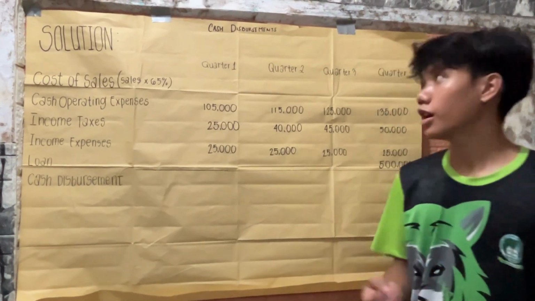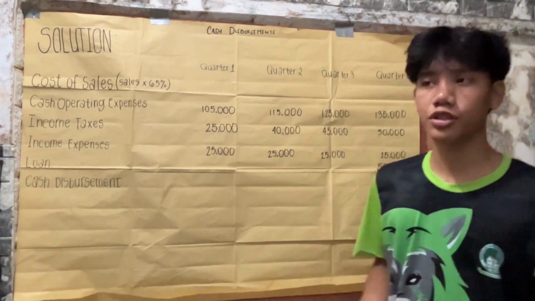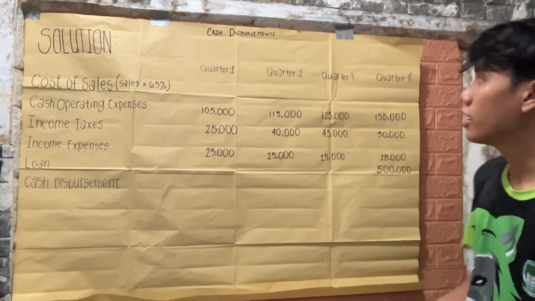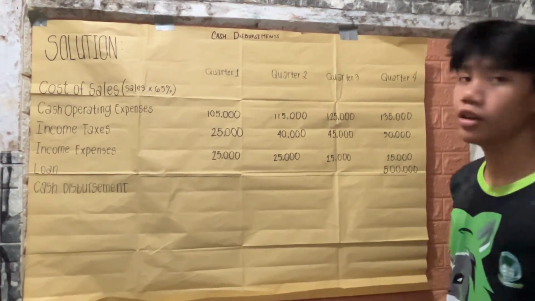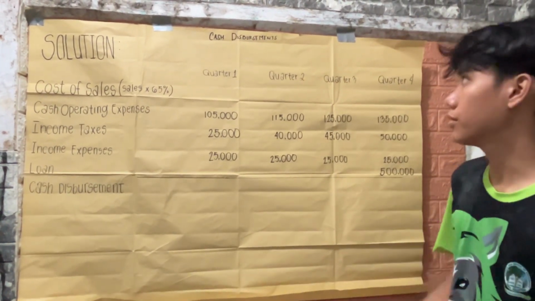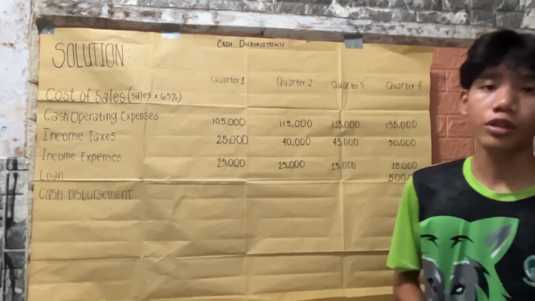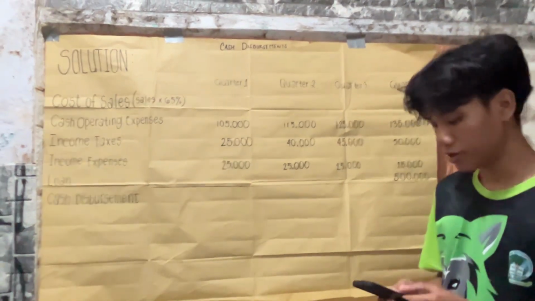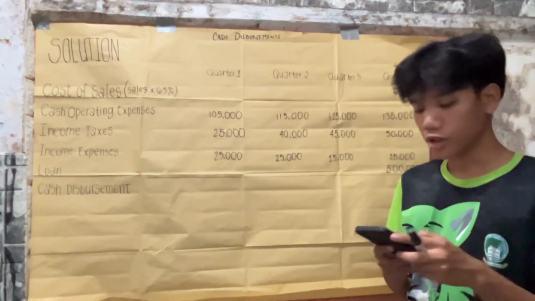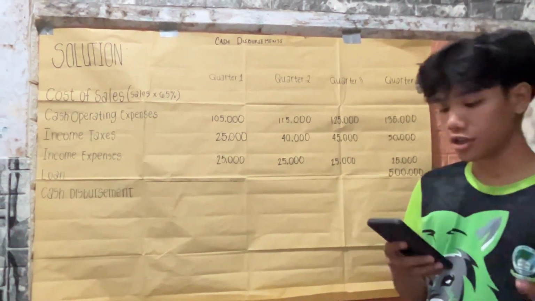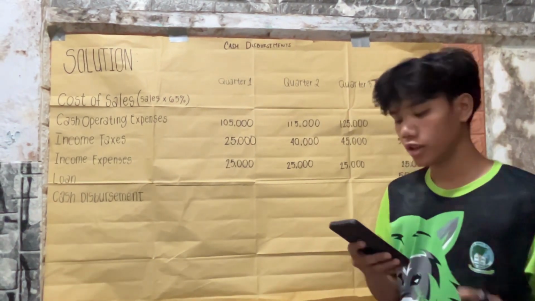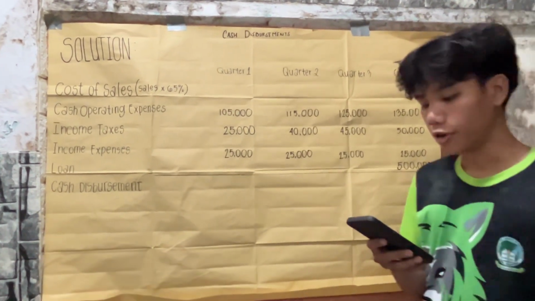Okay, so now that we're done with the first part of the cash budget, which is the cash receipts, let's proceed to the second part of solving for the cash budget, which is solving for the cash disbursements. So what are cash disbursements? Cash disbursements are all cash outlays by the company within a given financial period.